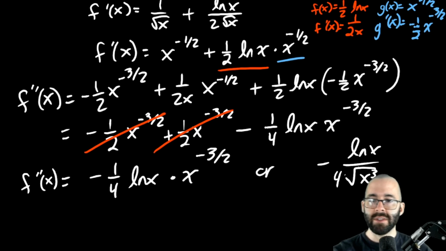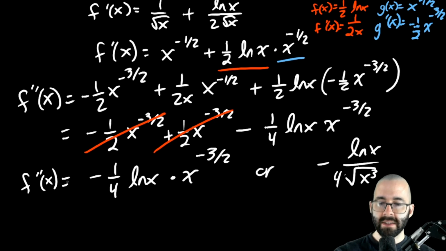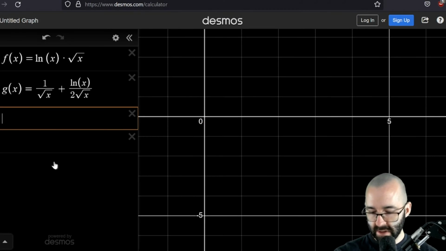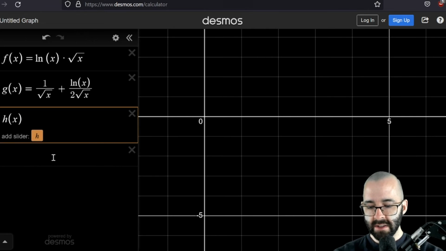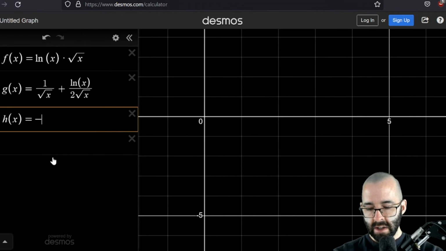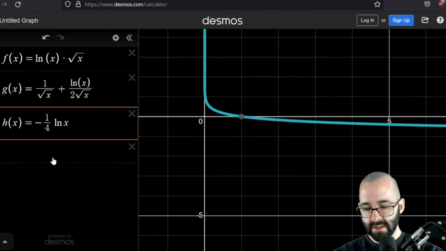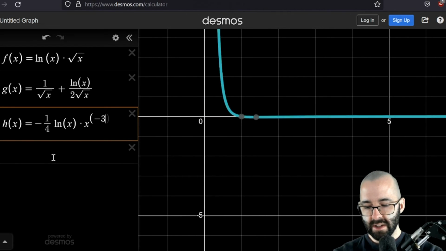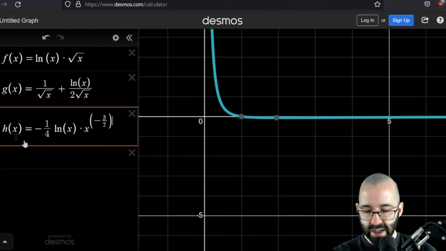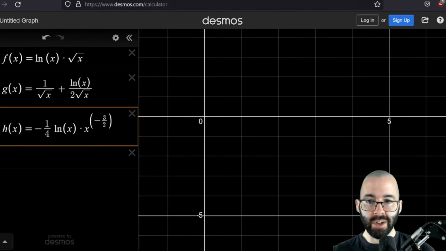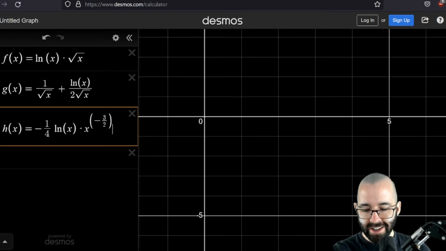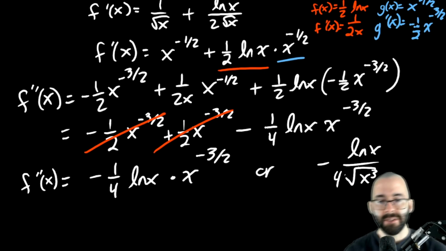So let's type that into Desmos, negative 1/4 ln x, x to the negative 3/2. Call that h of x. Negative 1/4 ln x times x raised to the negative 3/2. That's going to be our second derivative. No spoiling it for now. And now we can look at concavity.